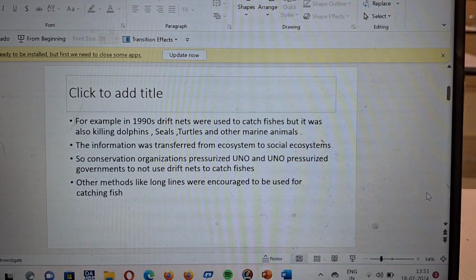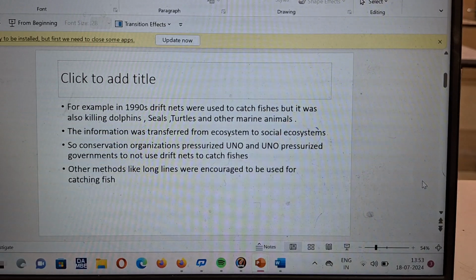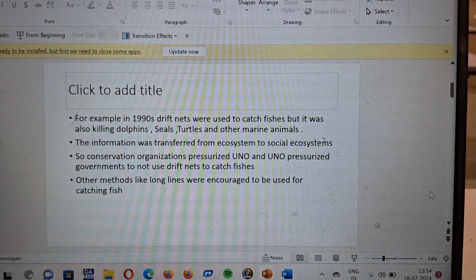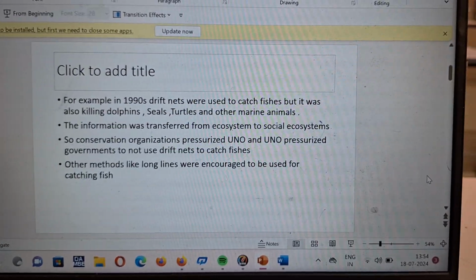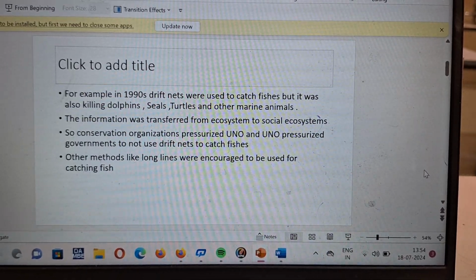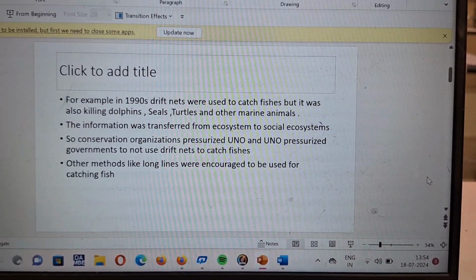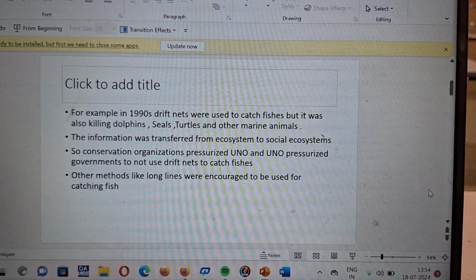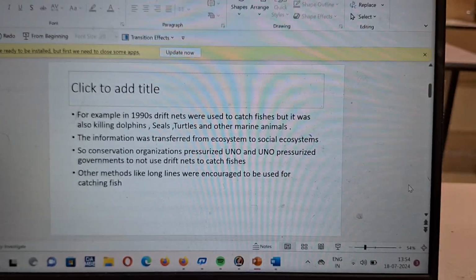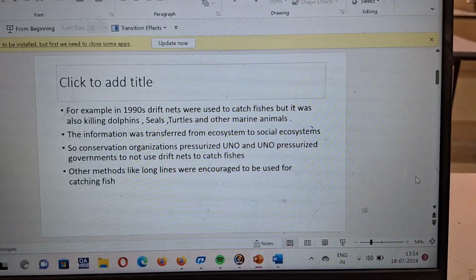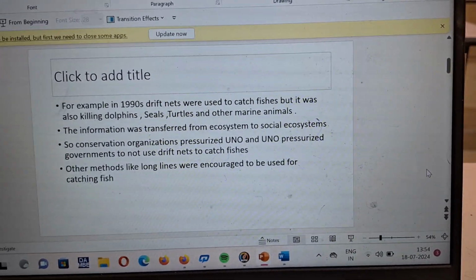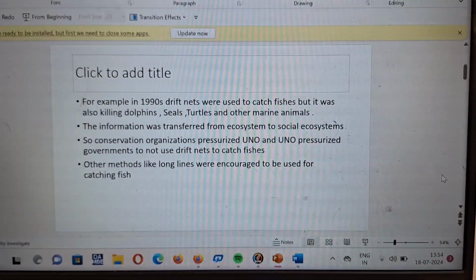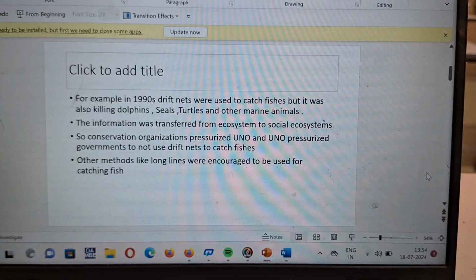And so these conservation organizations pressurized UNO, and UNO pressurized governments not to use drift nets to catch the fishes. This action took place all over the world, and a lot of fishes and other marine animals were saved. Instead of drift nets, other methods like long lines were used to catch the fish, and it benefited the marine animals. So this is one example of human ecology in which there is a two-way information flow from the environmental ecology to the human ecology.